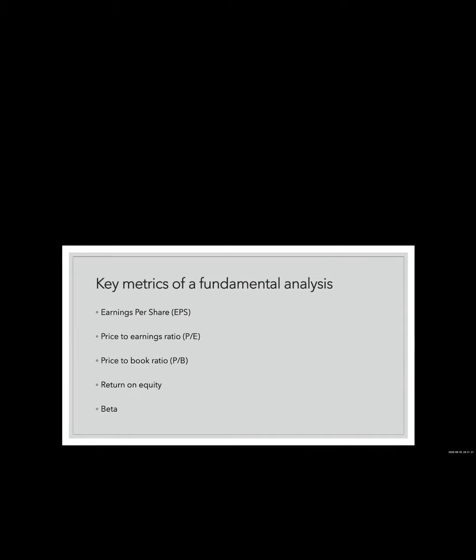Now, talking about actually how to do a fundamental analysis, these are your key metrics, right? So you have your earnings per share, which is EPS, and price to earnings ratio. You're going to hear these top two the most. So earnings per share, EPS, and price to earnings ratio, which is P over E. Price to book ratio is P over B. And then return on equity, like I said, is ROE. You'll hear that most commonly. And then beta. So these are your key metrics of a fundamental analysis. And I'll show you guys exactly what each one of these means.